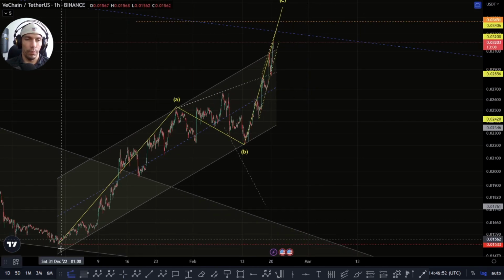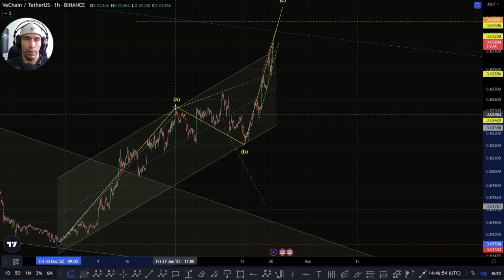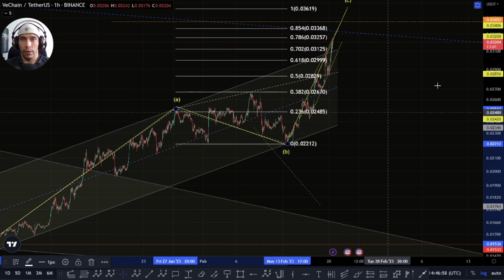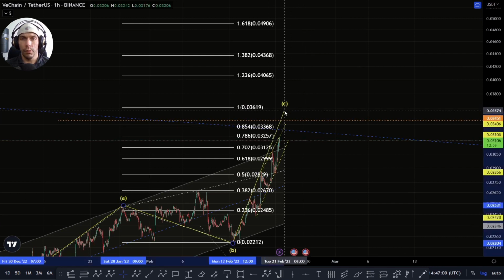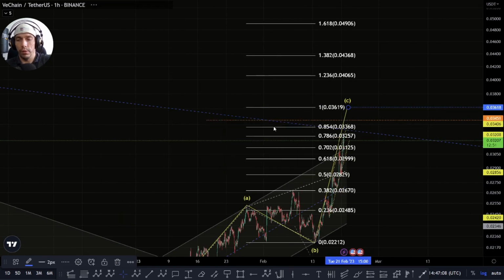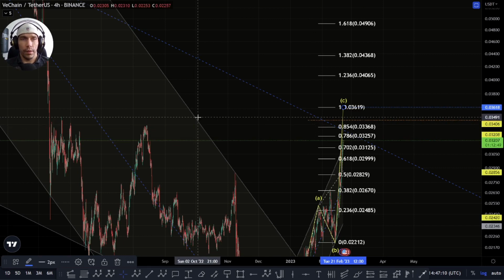For the ABC, we would look to potentially target out. I don't have the one-to-one on here, let me just throw that on. We go up into this high, down into this low. So one-to-one would be up here at this 0.3619, and this is quite an interesting area, partly because if I come back out here onto the four-hourly, we can see that this would be moving past some of these swing highs here.